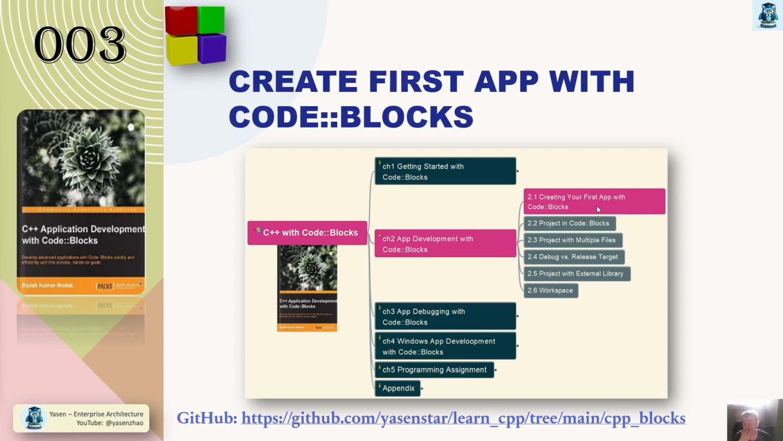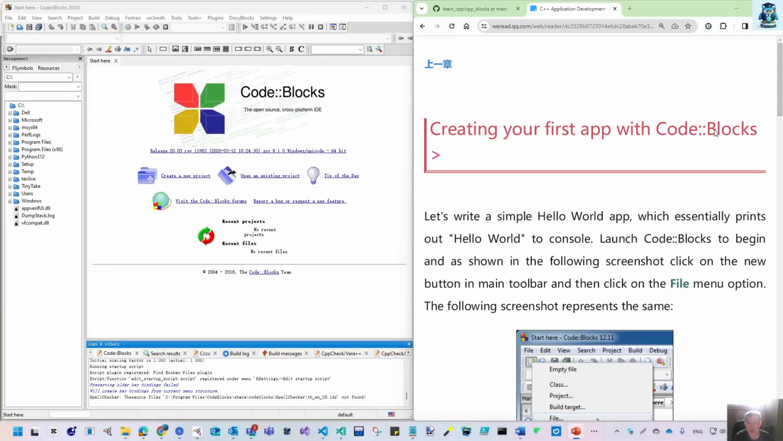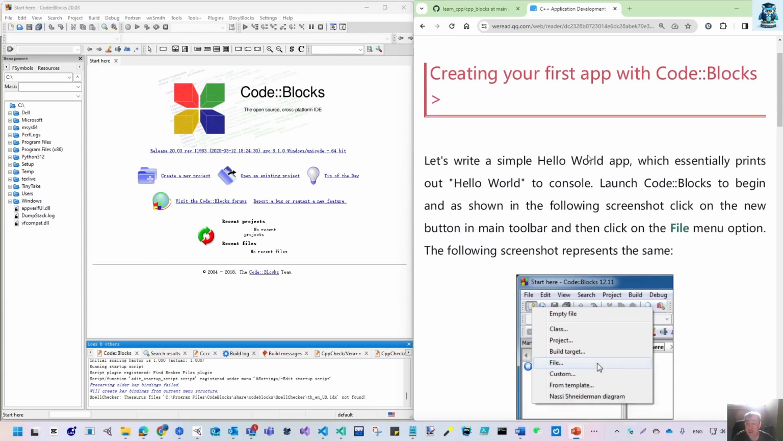This video, as usual, if you start to learn a new language, we will write our Hello World app. But for this one, I believe you know how to write Hello World in C++. Our purpose is to become familiar with how to do this as your first application within the Code::Blocks IDE. So let's go back to the book. That's the second chapter.